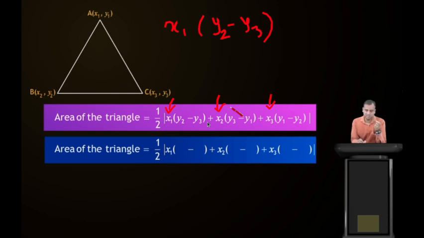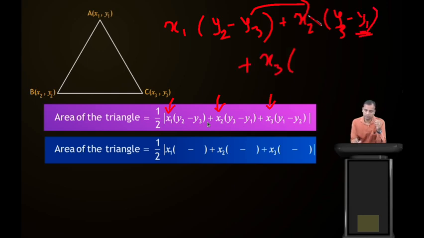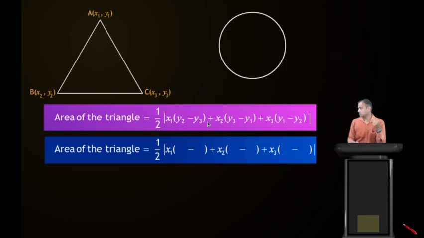Then you can repeat the process. You can check x2, then you have to start from y3, then again y1, then you will take x3, then you have to start from y1 minus y2. So we have taken x1, x2 and x3, and inside the bracket start with y2. Here you can see a cyclic process. This is y1, this is y2, and this is y3.